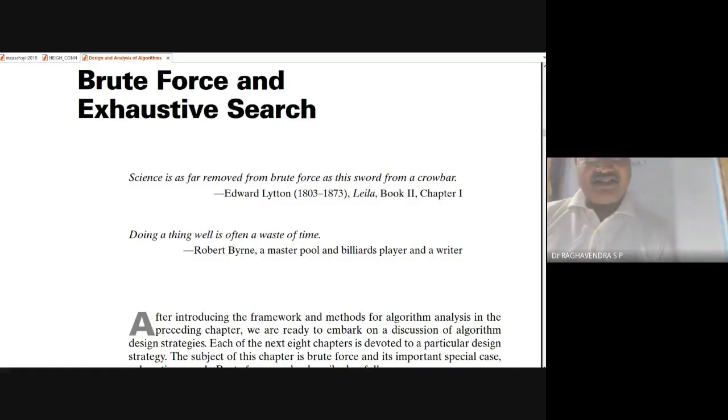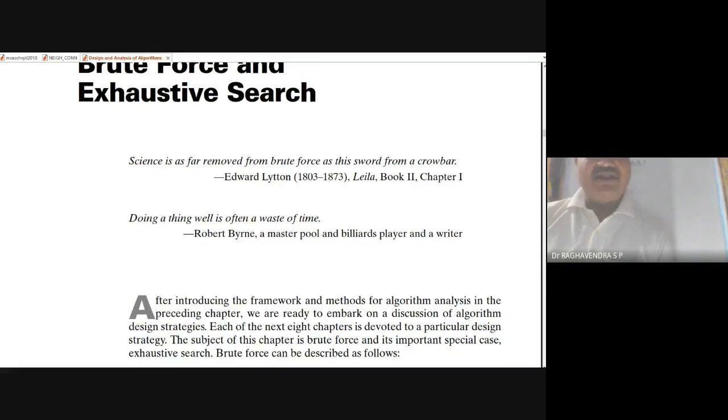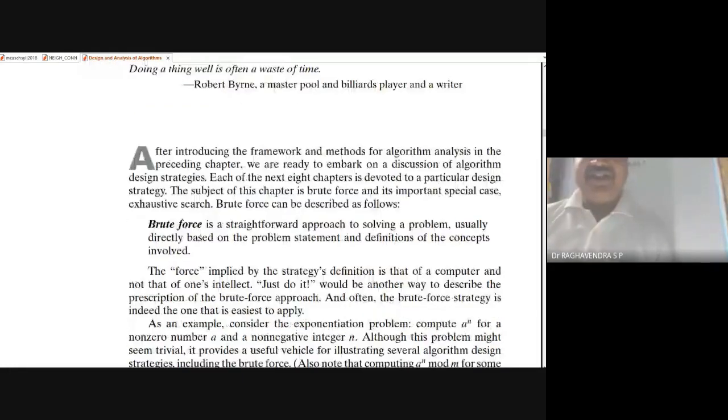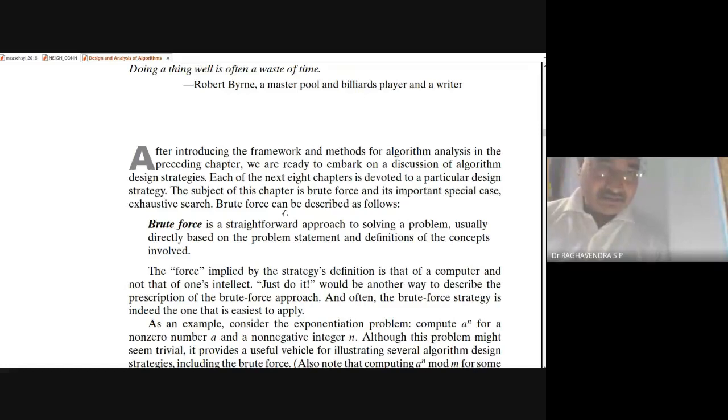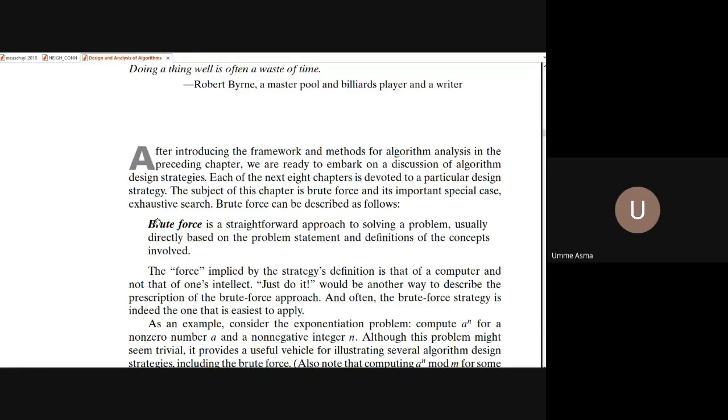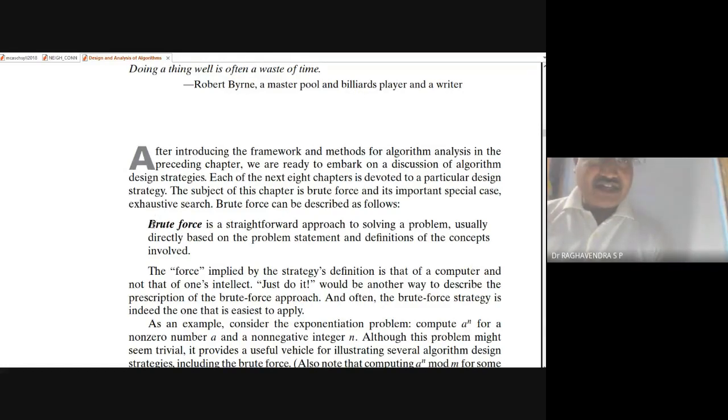Now we will take the definition of brute force. Can you see this PDF, dear students? Can you see this PDF? Hello? Can everyone see the PDF? Yes, sir. Fine.